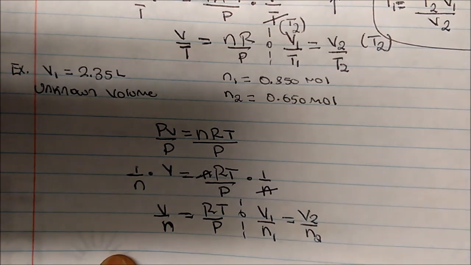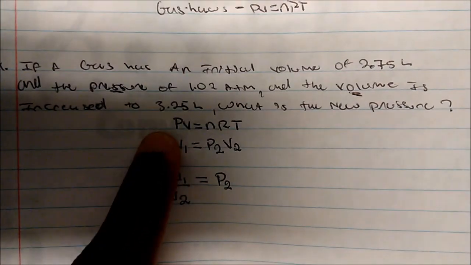So again, without memorizing these forms, you can see that we just derive it from the idea of PV is equal to nRT.